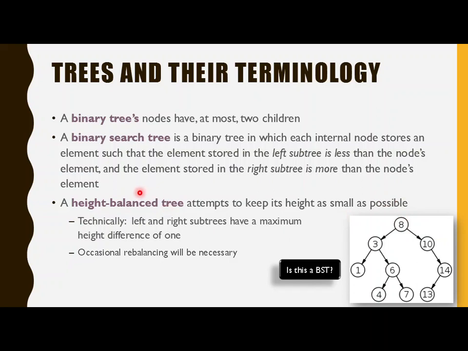But we have to keep height balanced in order to make that happen, as we're going to see later. The only way to keep the algorithms as quick as we want them to be is to be height balanced, right? The tree has to be height balanced. So occasionally your trees are going to need to be rebalanced.